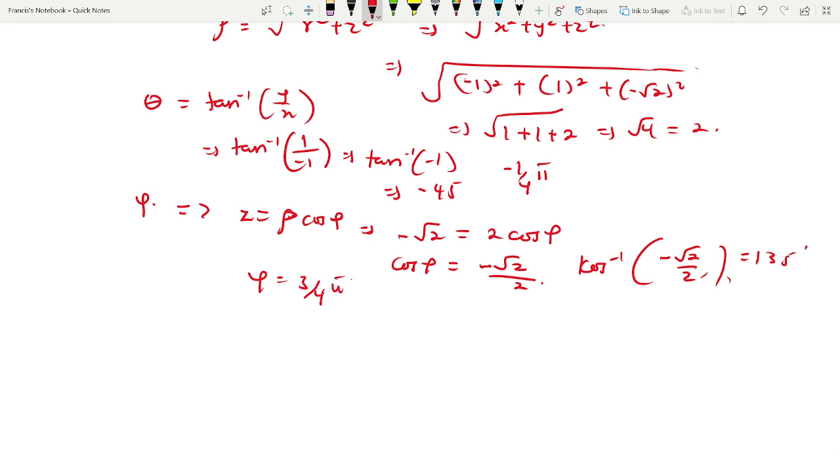But remember something here. I told you that phi lies between 0 and 180 degrees, and we can clearly see that 135 is in the eligible range. So therefore, the spherical coordinates I'm getting are rho equals 2, my theta equals negative 1 on 4 pi, and my phi is equal to 3 on 4 pi.